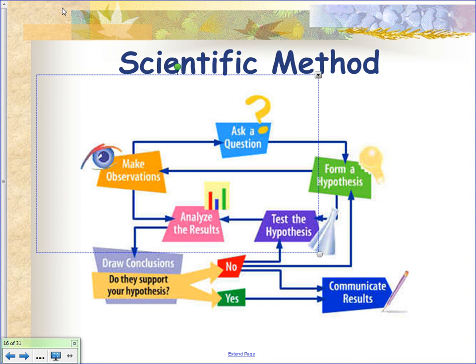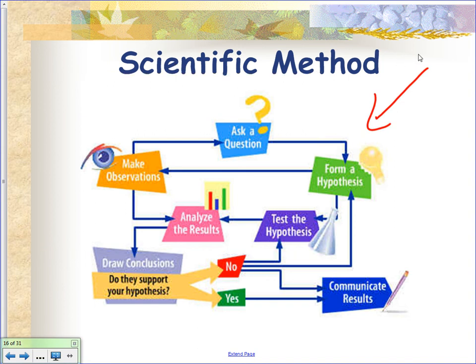Before we begin, what I want you to do is pause the podcast and simply copy down this flowchart in your notes. This flowchart is a very good flowchart that goes over the basics of the scientific method and would be very useful in lab situations.